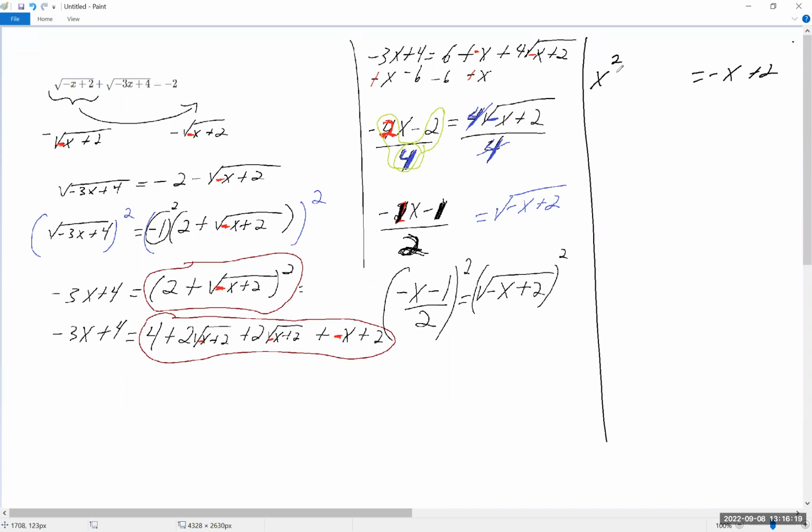Now I'm going to do some FOIL in my head. I'm going to multiply it out in my head, which some of you may not like because you can't see all the work. First, and then outer is going to be plus x. Inner is going to be another x. And then plus 1/4.